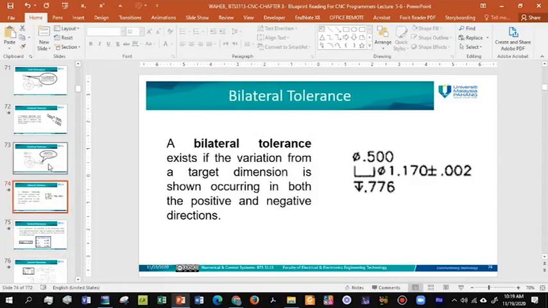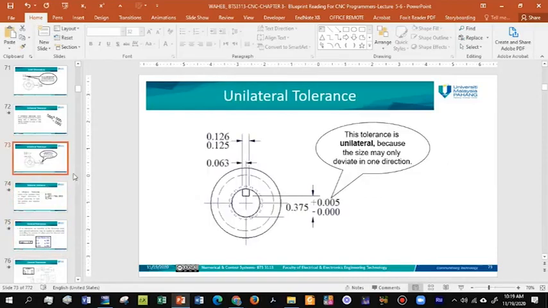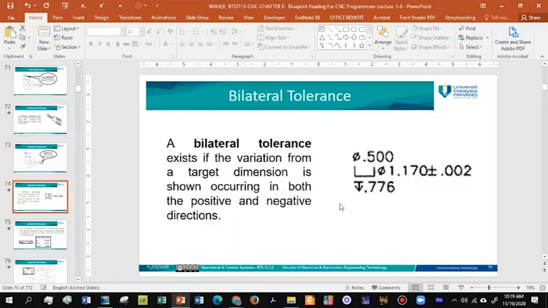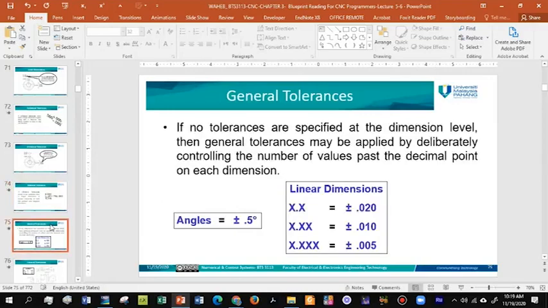So in the case of the bilateral, this is the unilateral, and in the case of the bilateral, you are going to have plus minus of these two values. So 0.002 for the upper and minus 0.002 for the bottom values. Sometimes none of these tolerances will be provided in the dimensions.